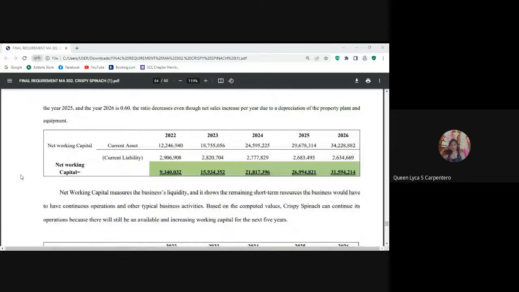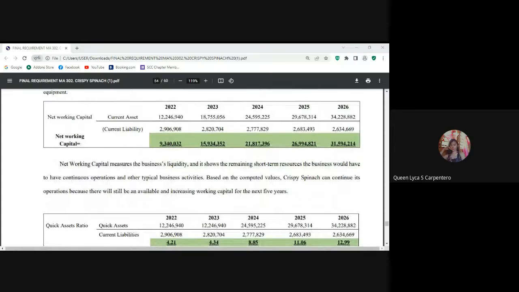Ang net working capital nagkadako atong measured sa ato ang business kay pag liquidity sa atong business na makita diri na the remaining short-term resources the business would have for continuous operation and other business activities. Based on the computed values, our crispy spinach business can continue its operation. There will still be available and increasing working capital for the next 5 years.